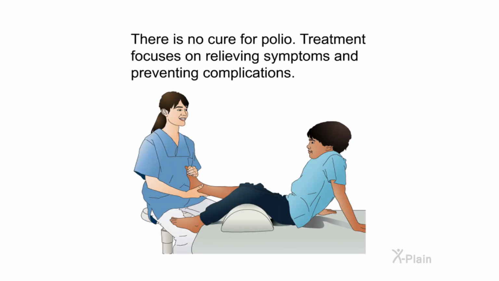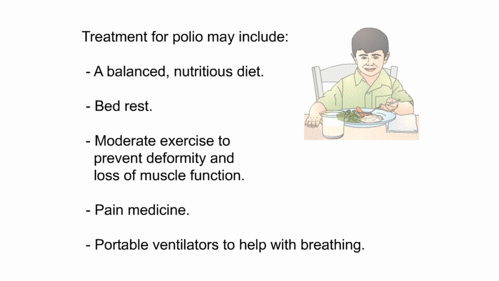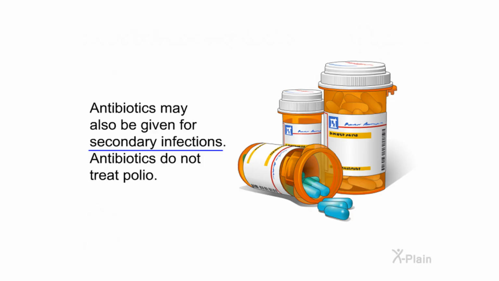Treatment. There is no cure for polio. Treatment focuses on relieving symptoms and preventing complications. Treatment for polio may include a balanced, nutritious diet, bed rest, moderate exercise to prevent deformity and loss of muscle function, pain medicine, and portable ventilators to help with breathing. Antibiotics may also be given for secondary infections. Antibiotics do not treat polio.